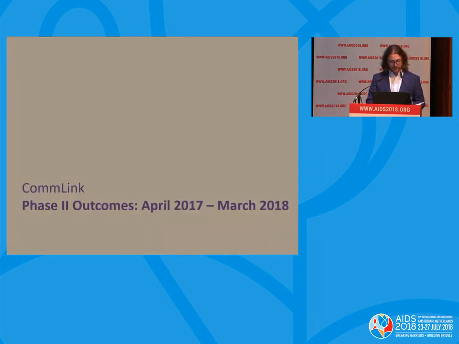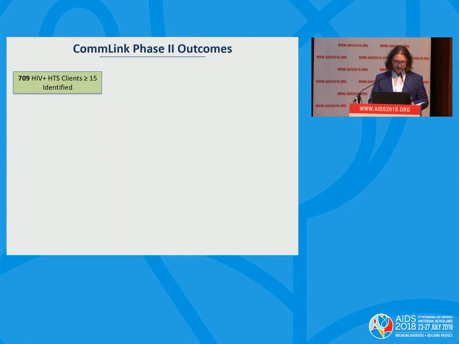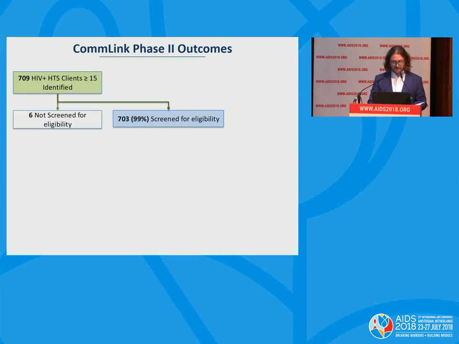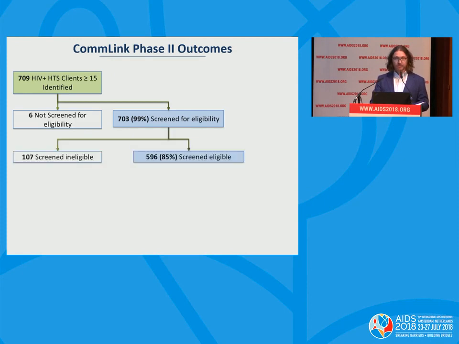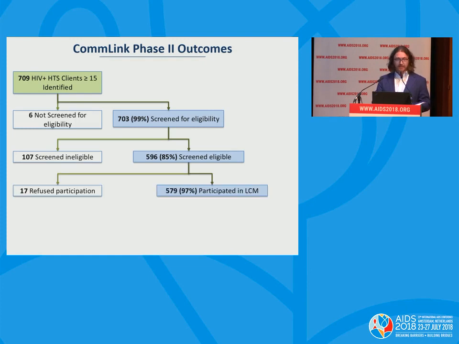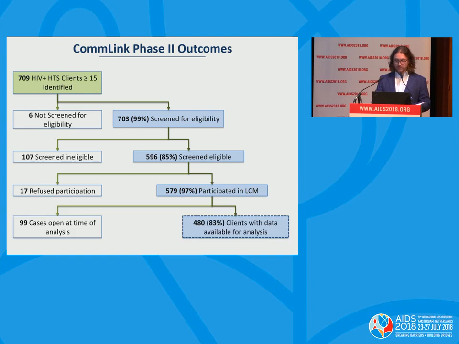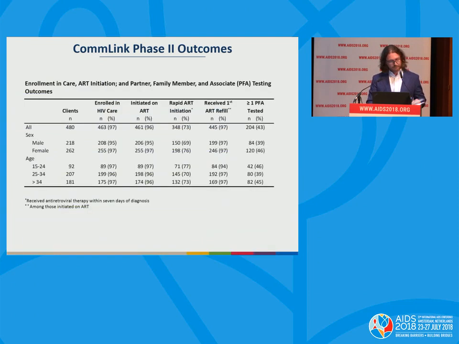All right, Phase 2 outcomes. There were 709 positives identified during Phase 2. 99% were screened for eligibility. 85% were eligible to receive linkage services. 97% consented to participate. And a total of 480 were available for analysis. Okay, so this table looks at enrollment in care, ART initiation, and partner and family member testing and associate testing outcomes.